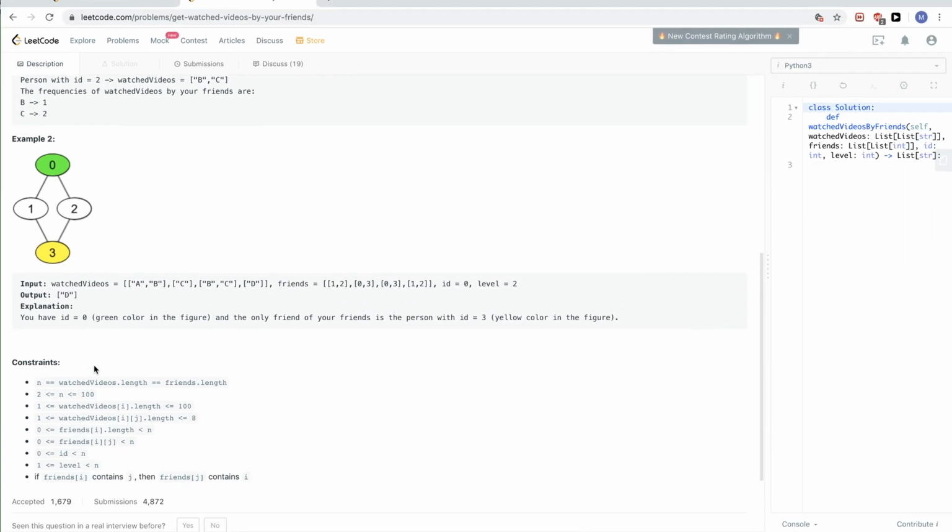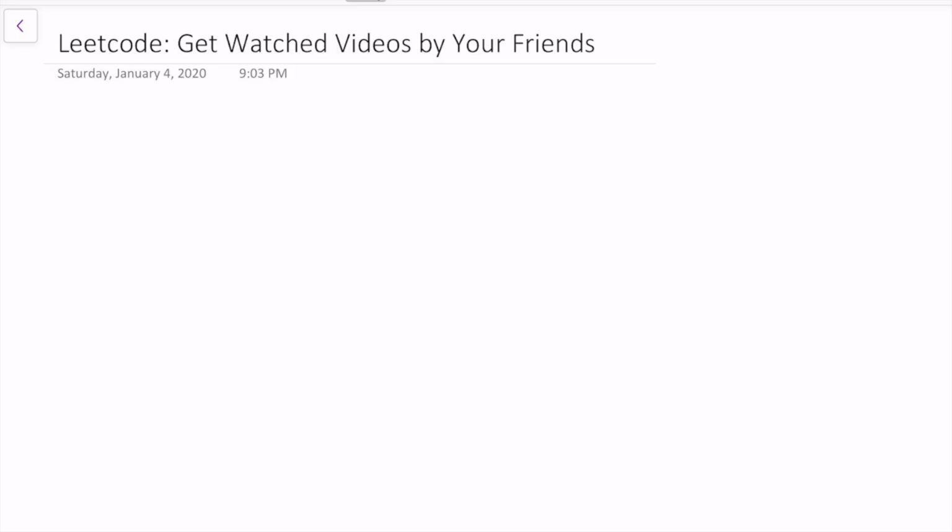So let's see how we can solve this problem. Okay, so how can we solve this problem? So first, let's just make sure we do understand it very well. We have two things. We have watched videos, which is an array, and then we have friends. So this is basically the input, and then we have the ID of the person, and we have the level.